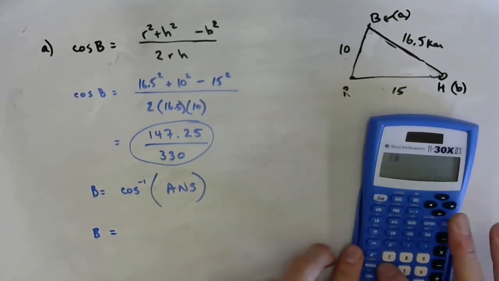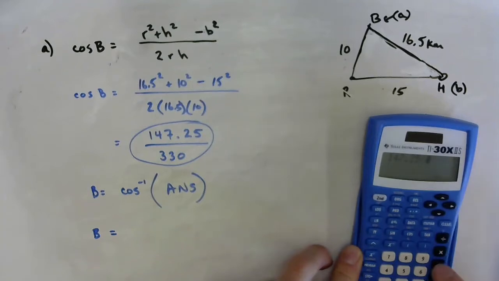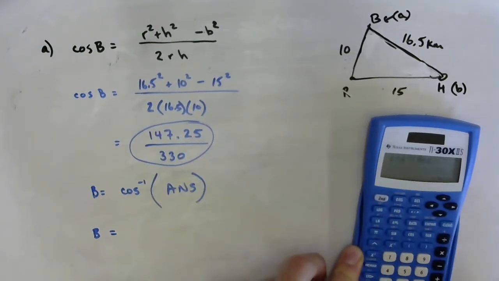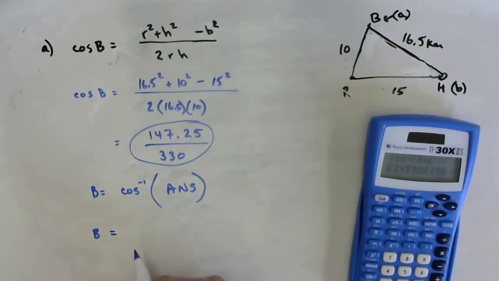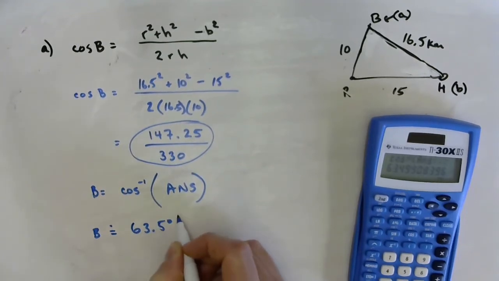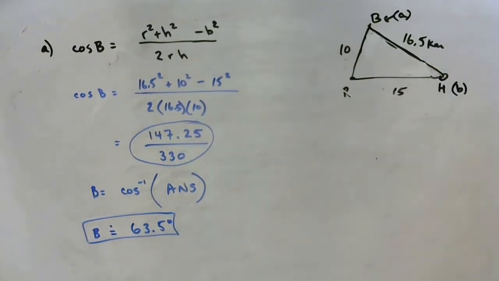But we've got 147.25 divided by 330, enter. Second function, cosine, second function, answer, enter. 63.5, approximately 63.5 degrees. All right, that was angle B.